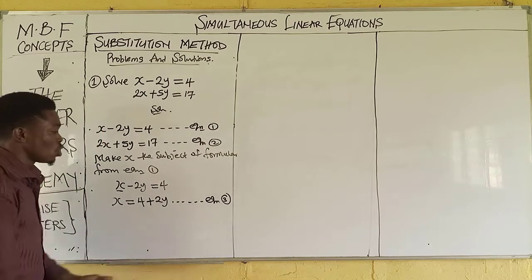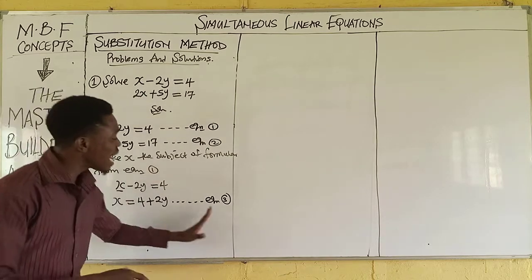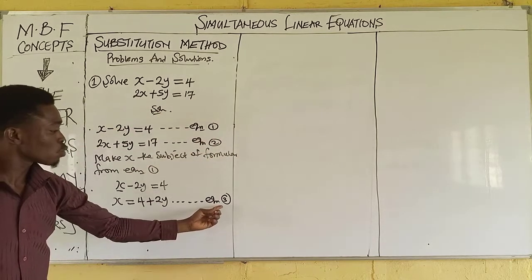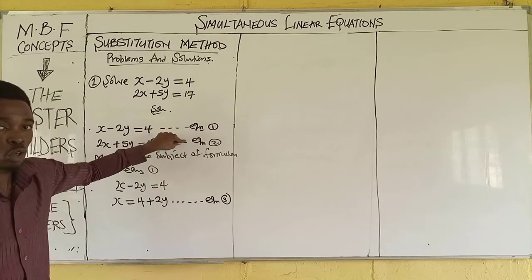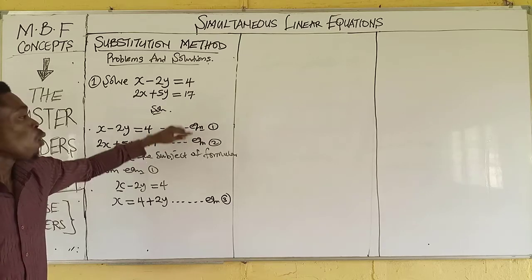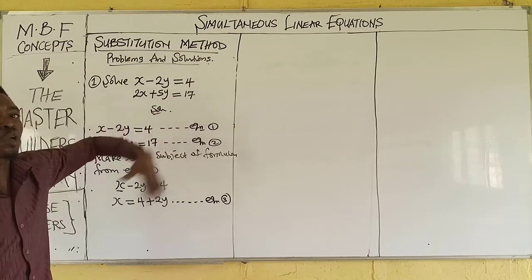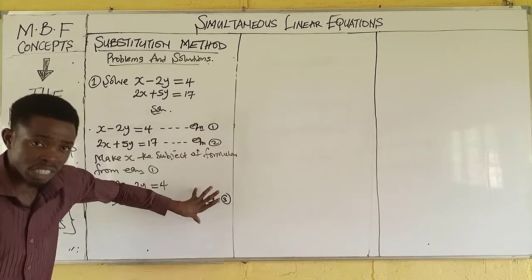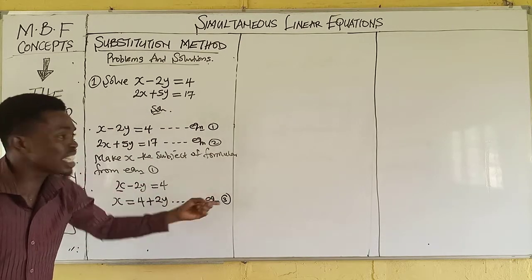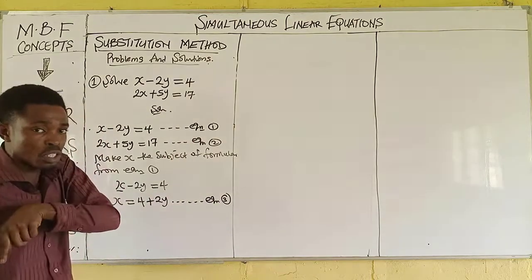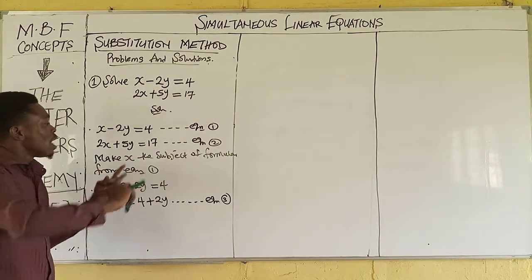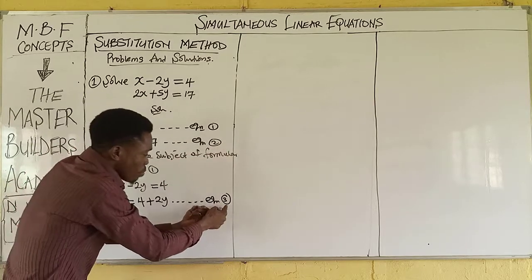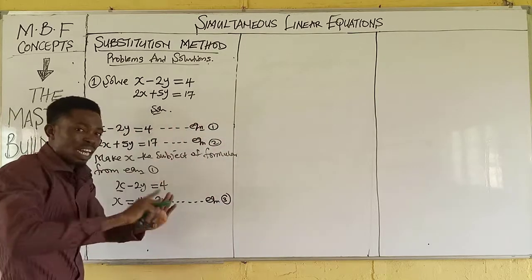Now, if this is understood, now that you have successfully made equation 3 from equation 1, you will now substitute equation 3 into equation 2 that you have not touched. We have already used equation 1. We use equation 1 to get equation 3. Now we are going to put equation 3 into equation 2 that has not been used. So if for instance I made x the subject of formula from equation 2, I would now substitute my equation 3 into equation 1, which is the one that I have not used.